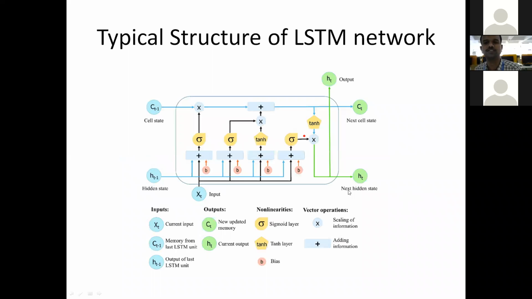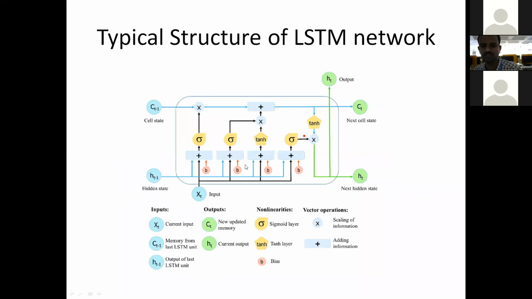And here, this is the total LSTM network, how it looks. You can see input X at a time T. I have given all the explanation here also. Sigma is the sigmoid layer. You have the tanh layer.